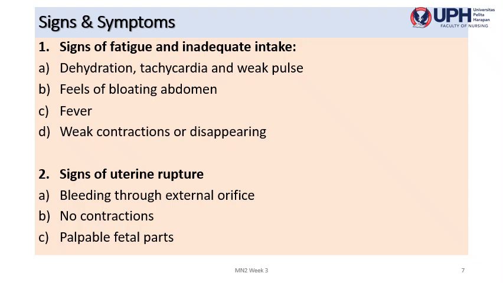Next, we are talking about the signs and symptoms. The signs and symptoms in dystocia are that the mother during labor will have dehydration, tachycardia, and a weak pulse, as well as a feeling of a bloated abdomen. Sometimes the mother also has a fever and weak contractions, and sometimes the contractions disappear. There could also be a sign of uterine rupture, where there is bleeding through the external orifice and no contractions, but you can palpate parts of the fetus.